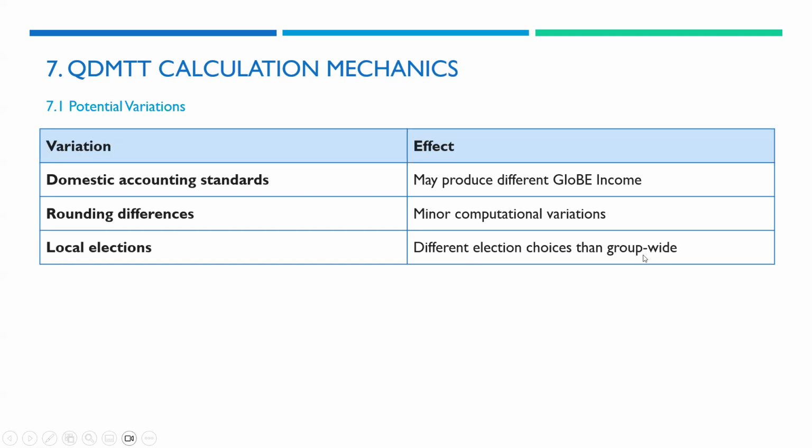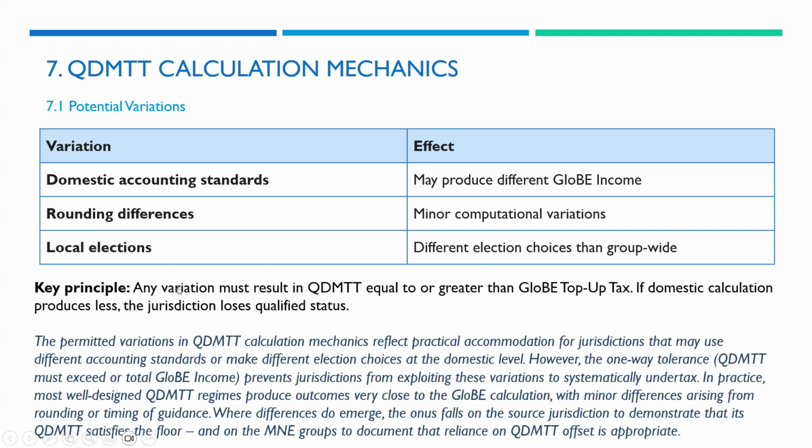Okay, so what they're trying to say is there are a lot of elections in QDMTT. There are a lot of elections in calculating chapter 3 as well as chapter 4. You can take the SBC election, you can take the GloBE loss election, etc. So if there is any small local election, that's not going to potentially make it a completely different calculation than this one. Okay.